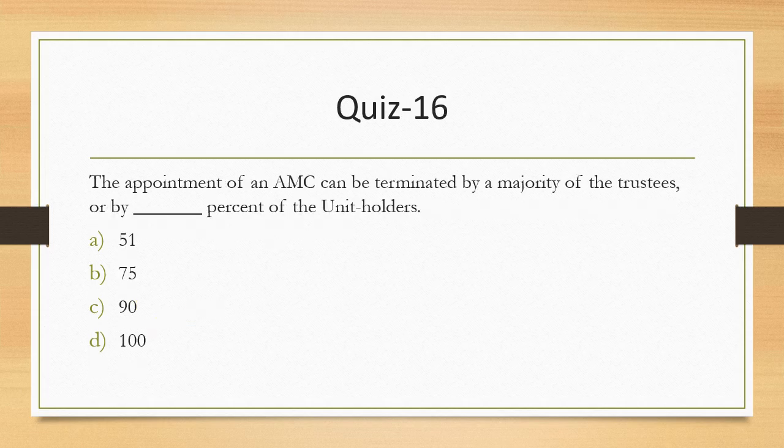The 16th question says the appointment of AMC can be terminated by a majority of trustees or by what percentage of unit holders. So you need slightly higher representation here. It cannot be just a simple majority, so it is 75%, which is option B.